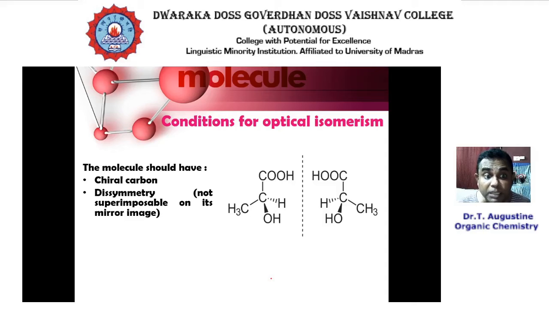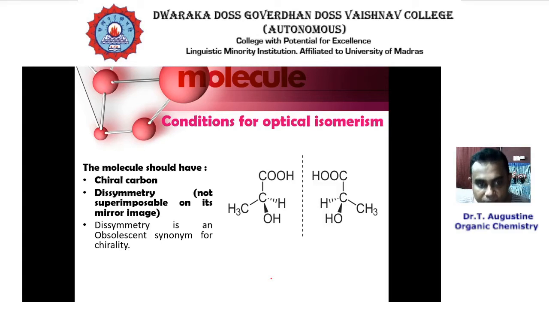The molecule should be dissymmetric, which means the molecule should have a non-superimposable mirror image of its own isomer. Dissymmetry is an obsolescent synonym for chirality. But let us try to understand that the most important necessary and sufficient condition for a molecule to be optically active is non-superimposability or dissymmetry. Even if the molecule has a chiral carbon, it can be optically inactive provided it does not have a non-superimposable mirror image.